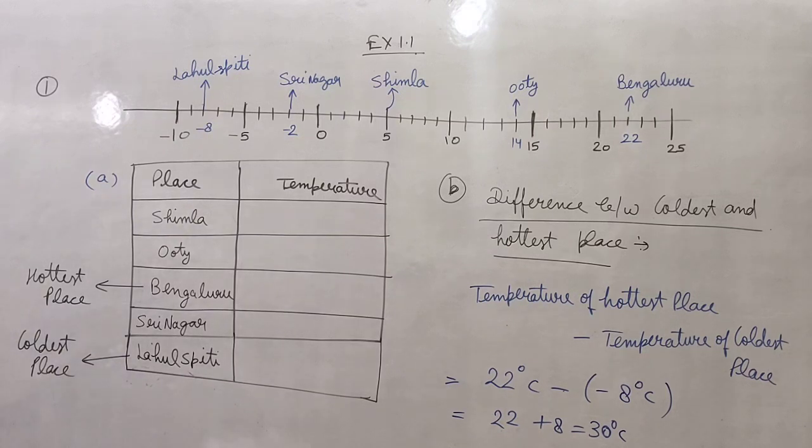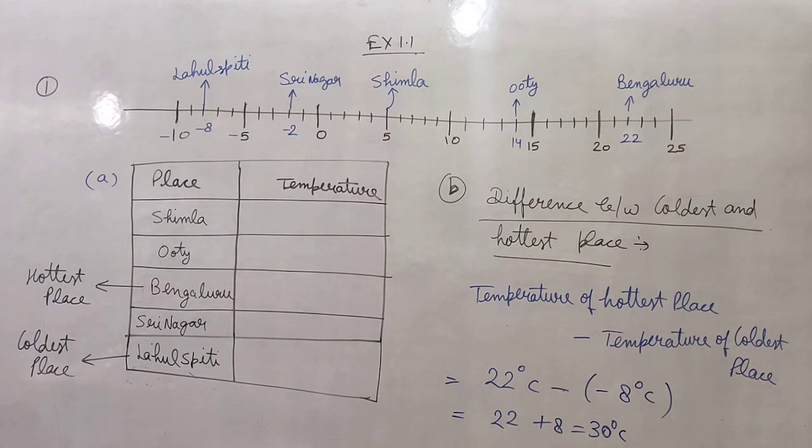The same with Lahaul Spiti, that is -8. Shimla 5 degrees Celsius. Ooty will be just before 15, one step before, it means it is 14 degrees Celsius, and Bengaluru 22 degrees Celsius. Now first of all, we just have to observe the number line and write the data for each place. Accordingly we can do part 1.